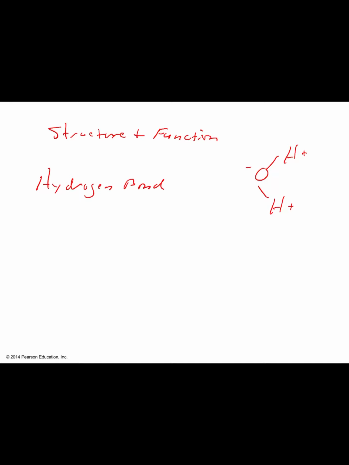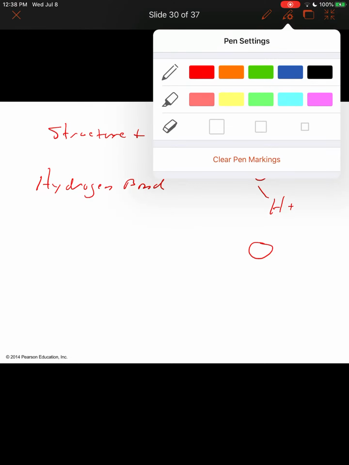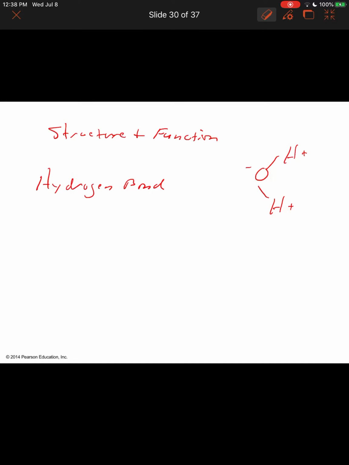Let's imagine also that we have an ammonia molecule. Ammonia is NH3. So we have a nitrogen atom there. Let me just erase that real quick. Okay, so let's say we have our nitrogen atom, then we have 3 hydrogens, like so.